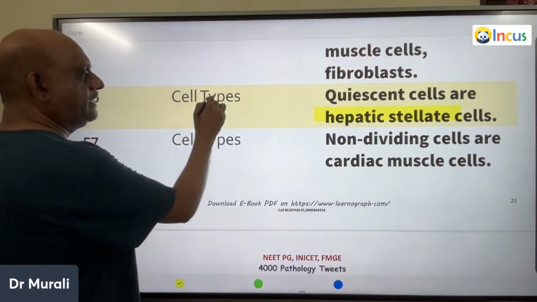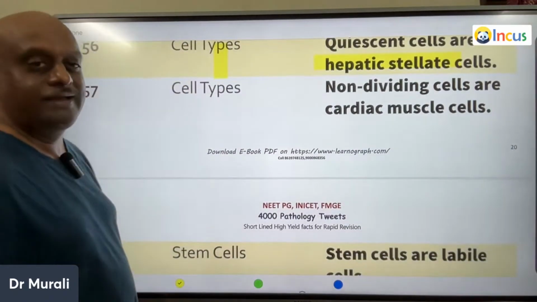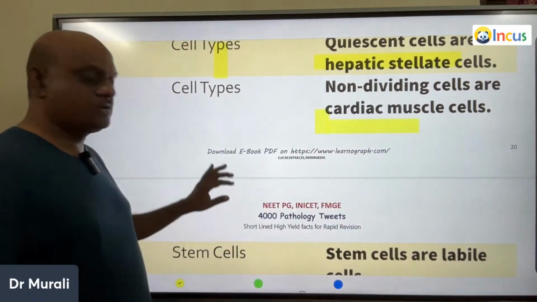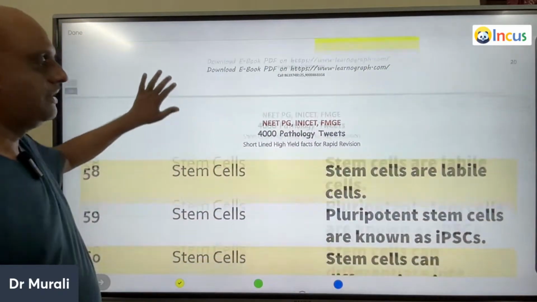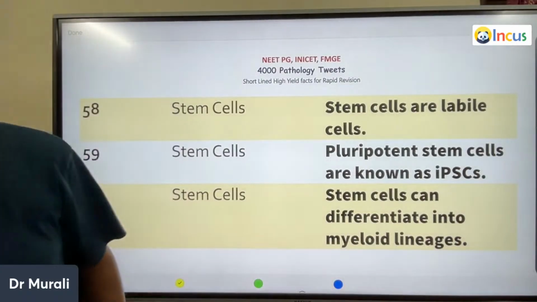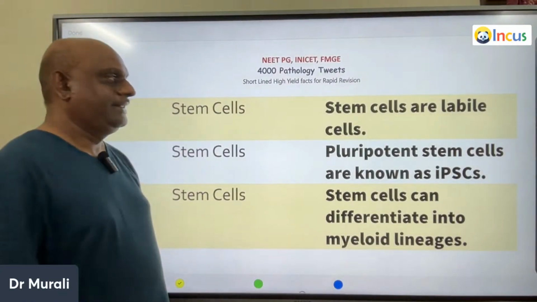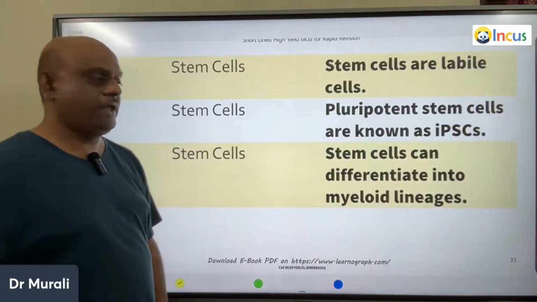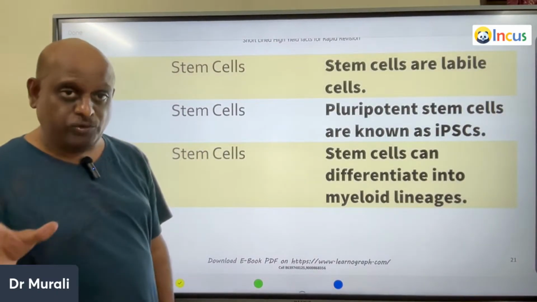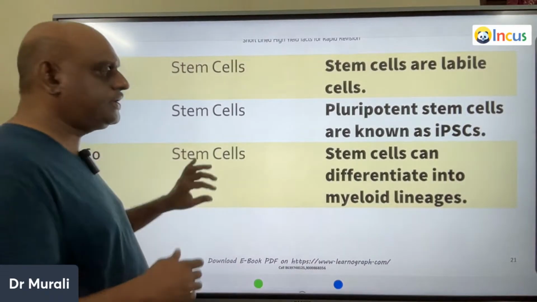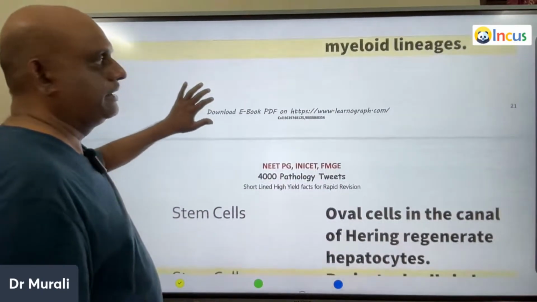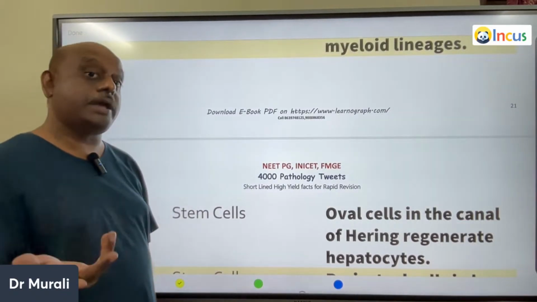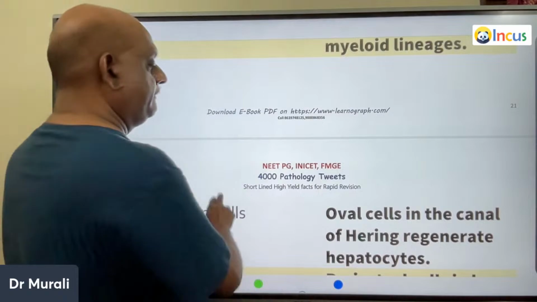Then what are the non-dividing cells, doctor? The cardiac muscle cells are the non-dividing cells. Once you lose the heart muscle, you lost it forever. It can't be repaired. Then stem cells are labile cells. They can be pluripotential, and they can differentiate into myeloid lineage, right? Lymphoid lineage, anything they are able to divide.